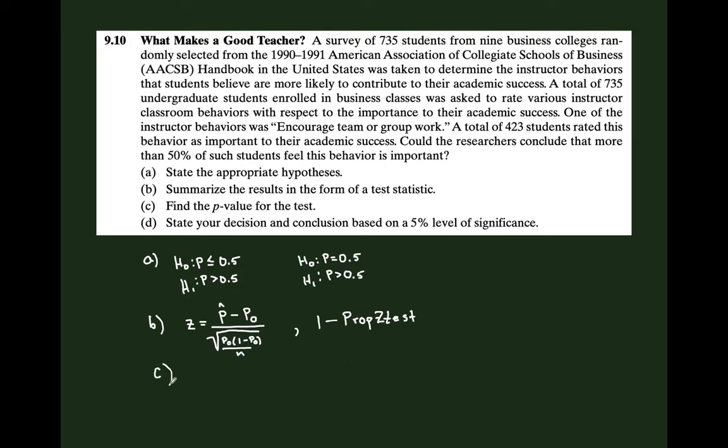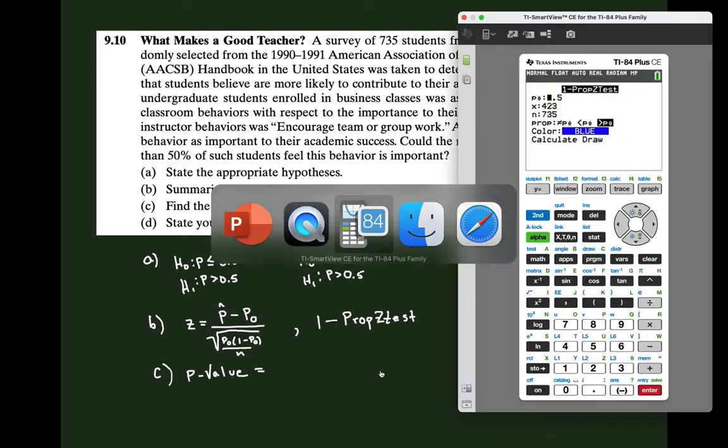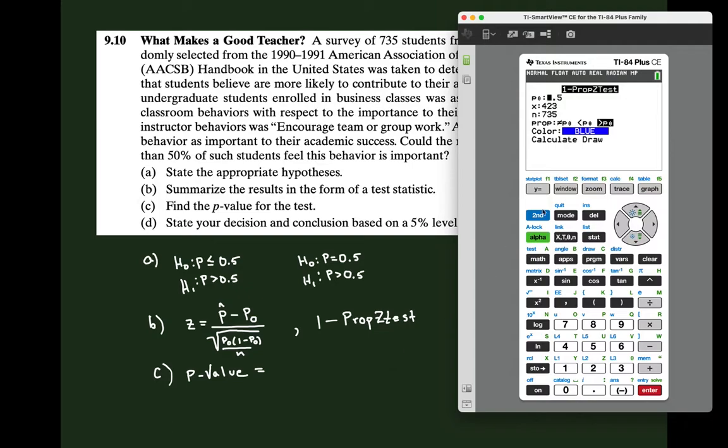I'm going to go ahead and jump to part C, though, which is to calculate the p-value, because the calculator will automatically calculate both the p-value and the test statistic. And it does this for all of the statistical tests that we can do on the calculator. And so let me go ahead and clear this out. We'll start from the very beginning.